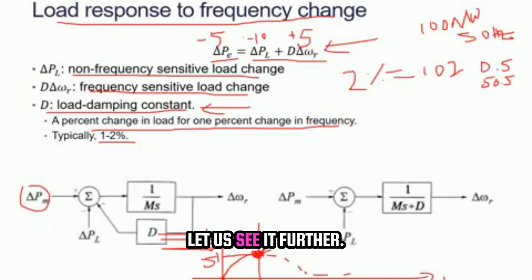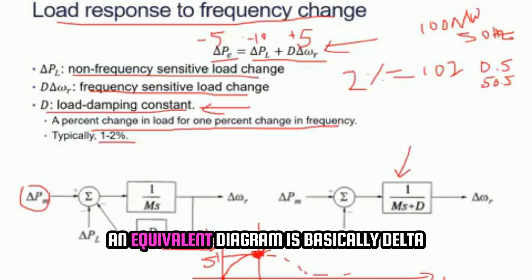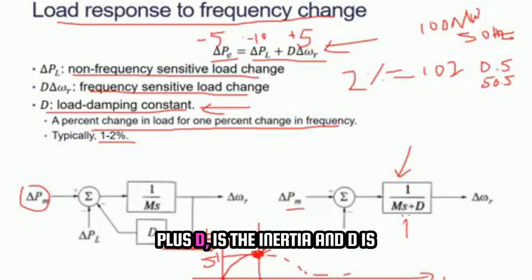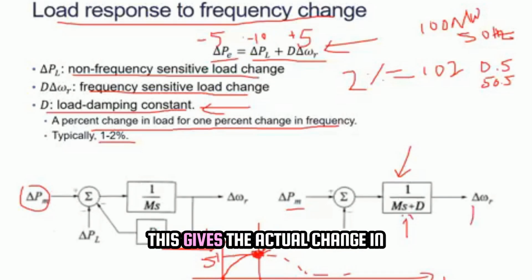Let us see it further, and you can see here that we can make an equivalent diagram, which is basically delta Pm minus delta PL multiplied by 1 by Ms plus D. M is the inertia and D is the damping coefficient of the load. This gives the actual change in rotor speed of the machine.